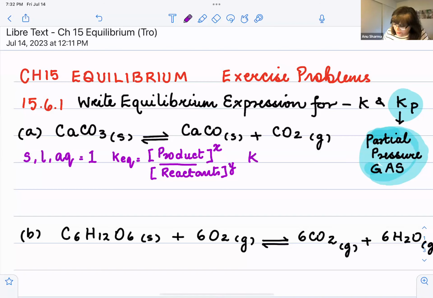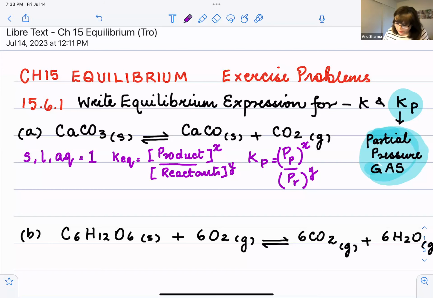Next, Kp represents the partial pressure. So the partial pressures of the reactants, reactant A and reactant B, are going to be in the denominator, and the partial pressures of the gaseous products go in the numerator, each raised to the power of their exponents, over the partial pressure of the reactants, also raised to the power of their exponents.